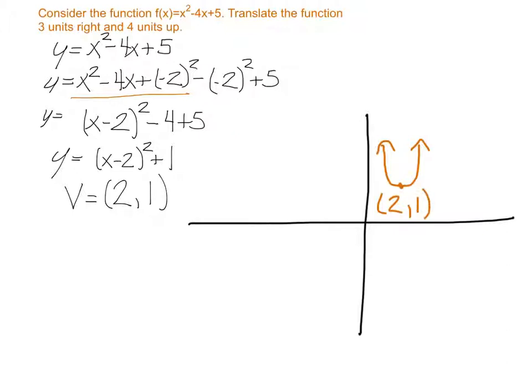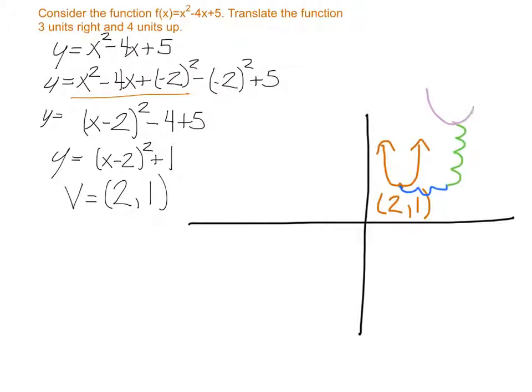So we want to transfer that thing 3 places to the right. So it needs to go 1, 2, 3 places to the right. And then it needs to go 4 places up. It needs to go 1, 2, 3, 4 places up. And we'll get a new parabola, which I guess I'll go ahead and indicate maybe in purple.